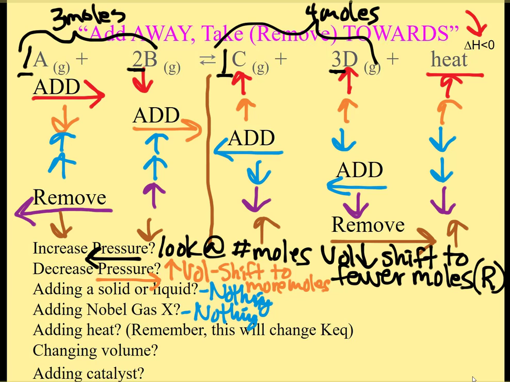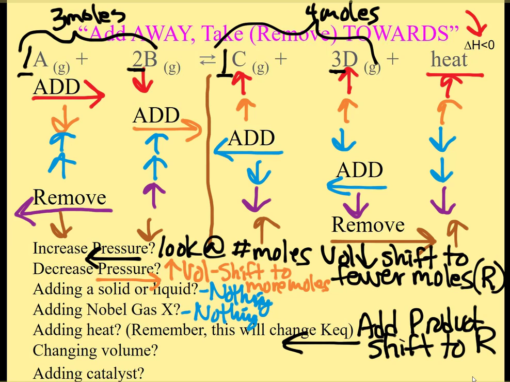What if I add heat? So if you add heat, because heat in this case is a product, then you are going to add to that side and it will shift it away. So I'm going to shift and have more reactants. If you change the temperature, you will change the value of your equilibrium constant.